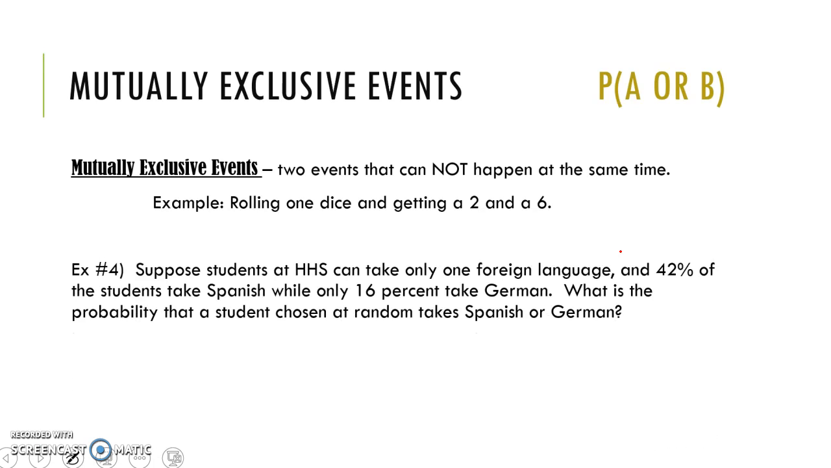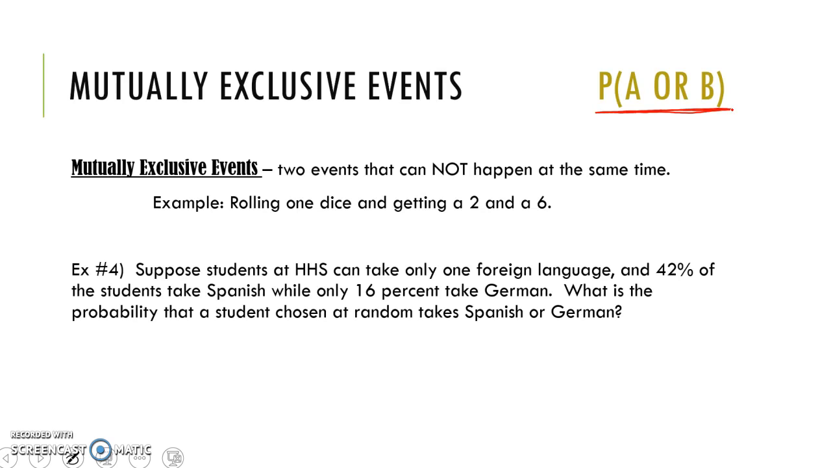So here's an example of 2 events that are mutually exclusive, but it's not the probability of both of those events. It's the probability of one event happening or the other event happening. So this is a little bit different than what we just worked on in the first 3 examples. Here's the situation. Suppose a student at Homestead High School can take only 1 foreign language, and 42% of the students take Spanish, while only 16% take German. So what is the probability that a student chosen at random takes Spanish or German?